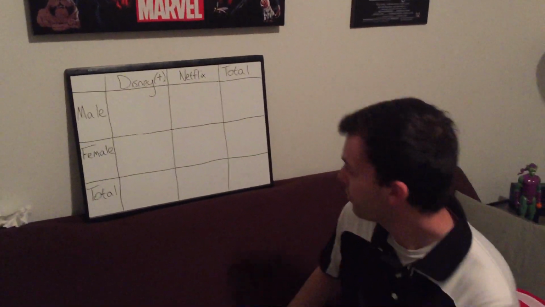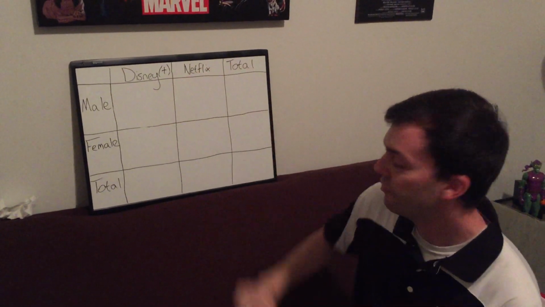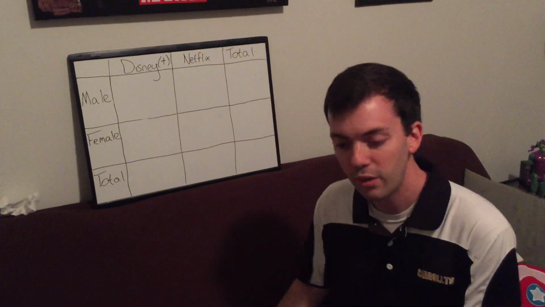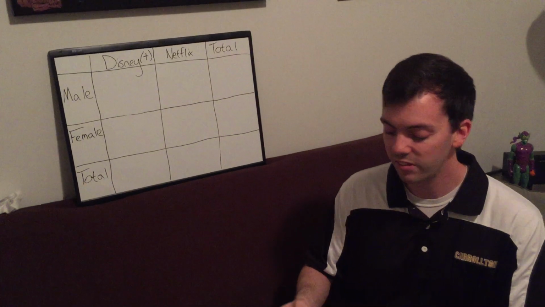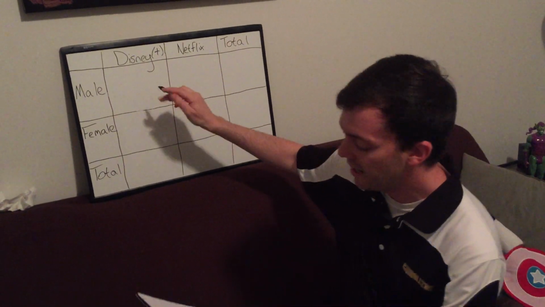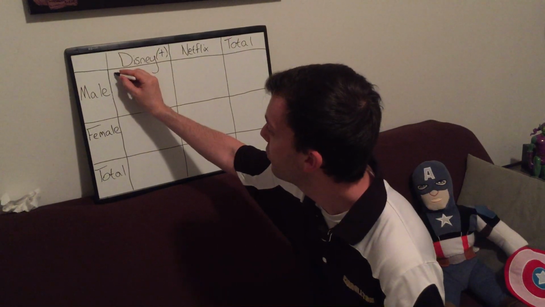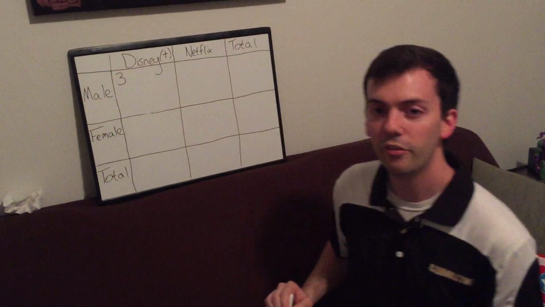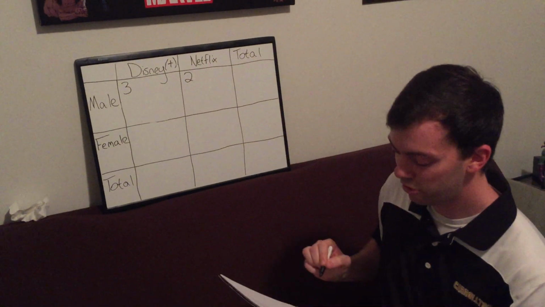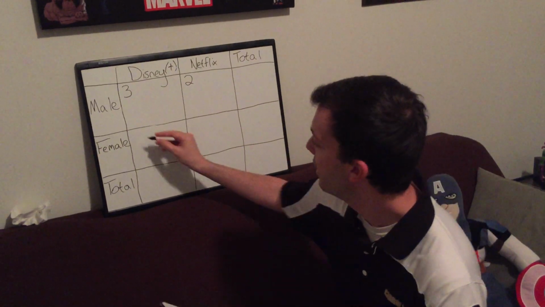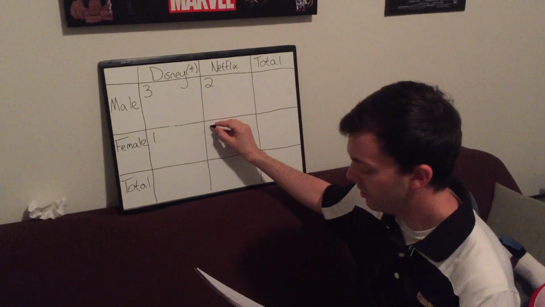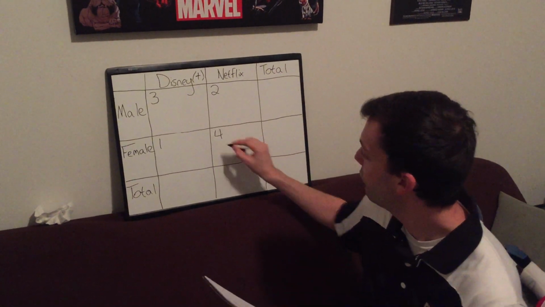What you want to do first is create a two-way frequency table. So I created my two-way frequency table, and I'm just going to write down all the tallies and frequencies that I got. I'm going to start with my joint frequencies right here. For Disney and males, I had 3. For Netflix and male, I had 2. For female in Disney, I had 1.